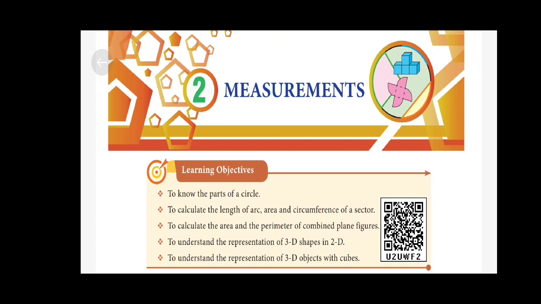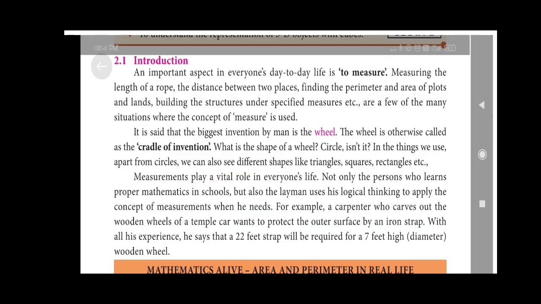So, combined means combination of two figures. For example, semicircle and rectangle, square and triangle. So, like that we are going to find in this chapter. To measure in our day-to-day life, we can hear this: measuring the length of a rope, the distance between two places, plots, lands, and buildings. These are the things we will use in our day-to-day life.